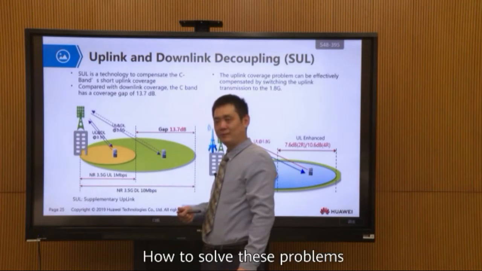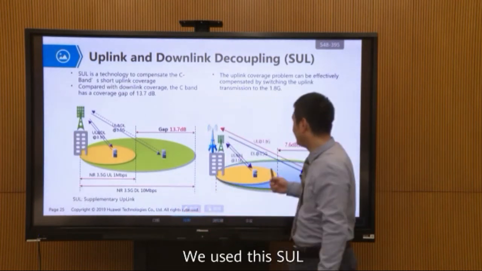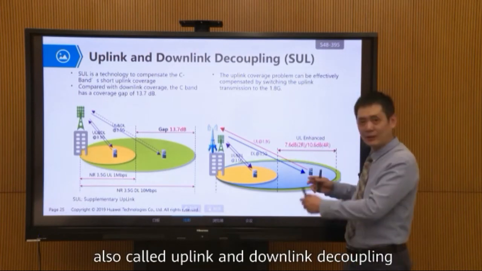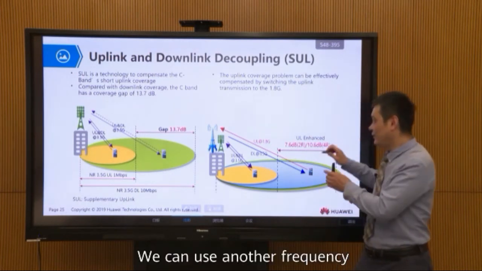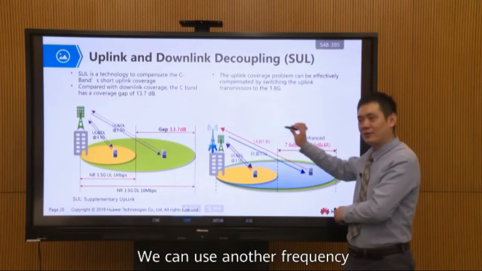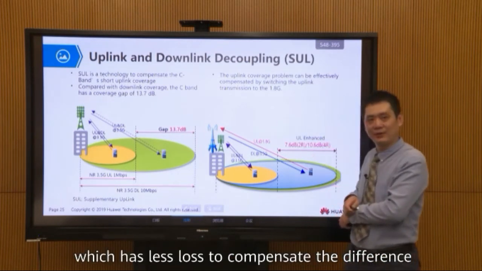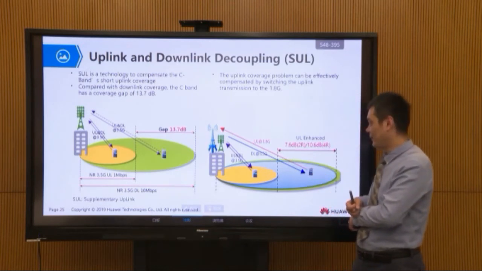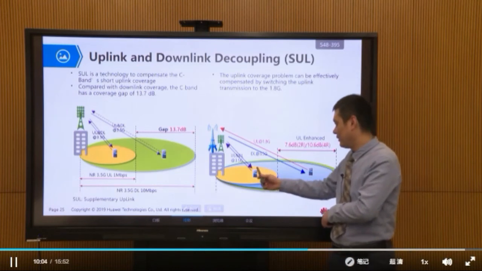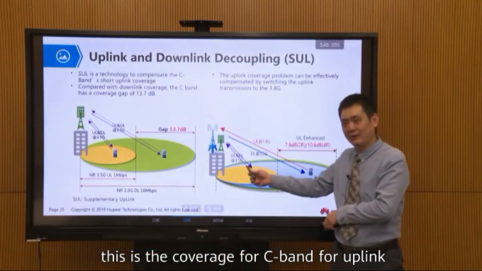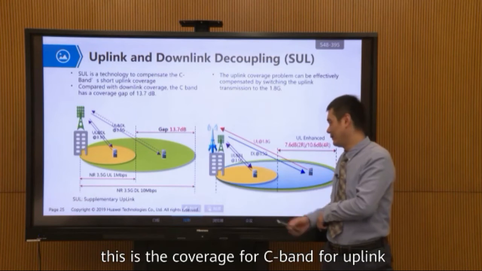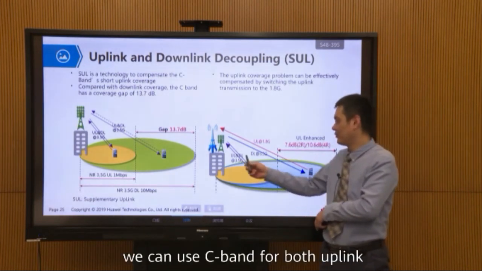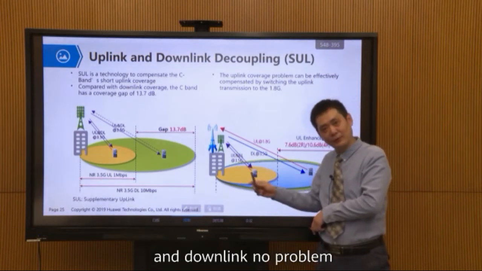How to solve this problem? We use this SUL, also called uplink and downlink decoupling. We can use another frequency which has less loss to compensate the difference between the uplink and downlink. For example, here, this is the coverage for C-band for uplink. And when we are in this range, we can use the C-band for both uplink and downlink, no problem.